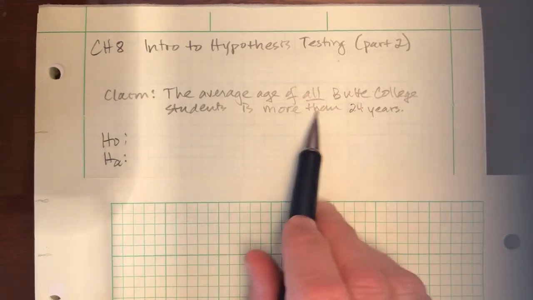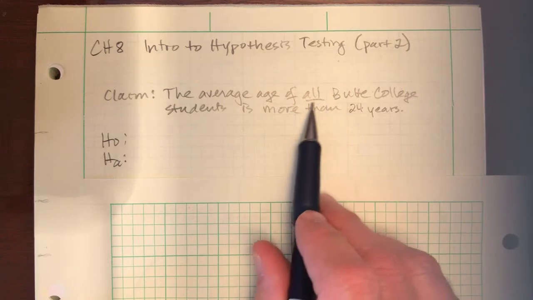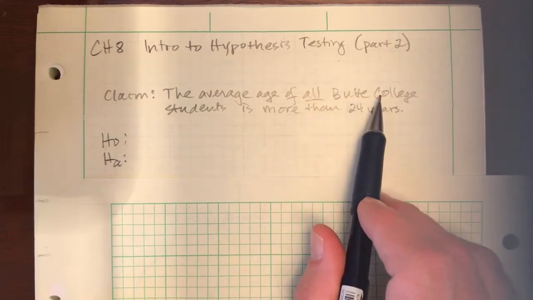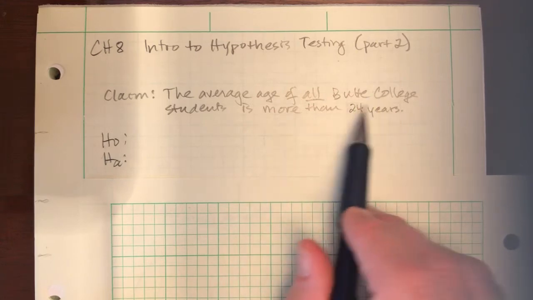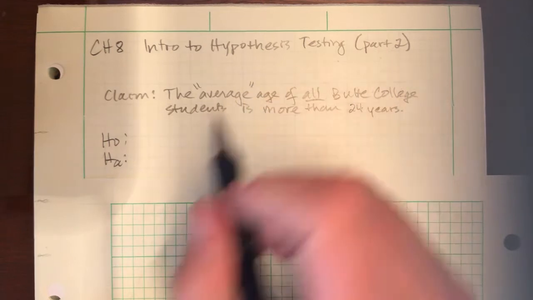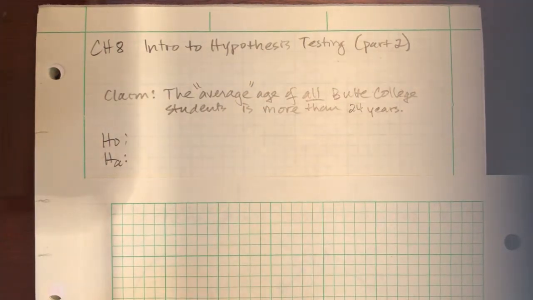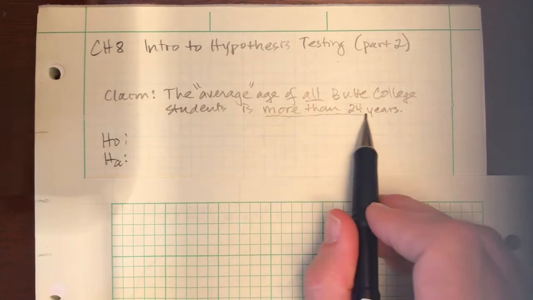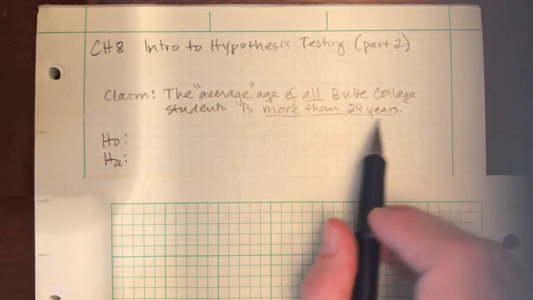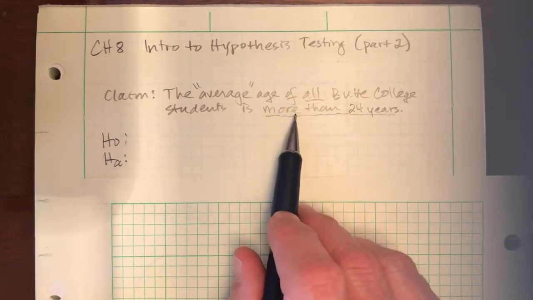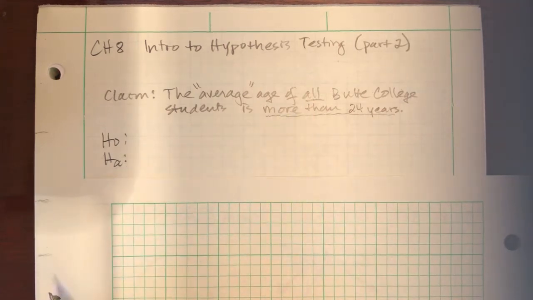So let's call out the important words here. Now, I already underlined the word all to emphasize this is always referring to an entire population. Some other key words and phrases. The word average tells us we're going to use the symbol mu. And the phrase more than 24 years tells me that's not saying equals. So they're describing the alternative hypothesis here.